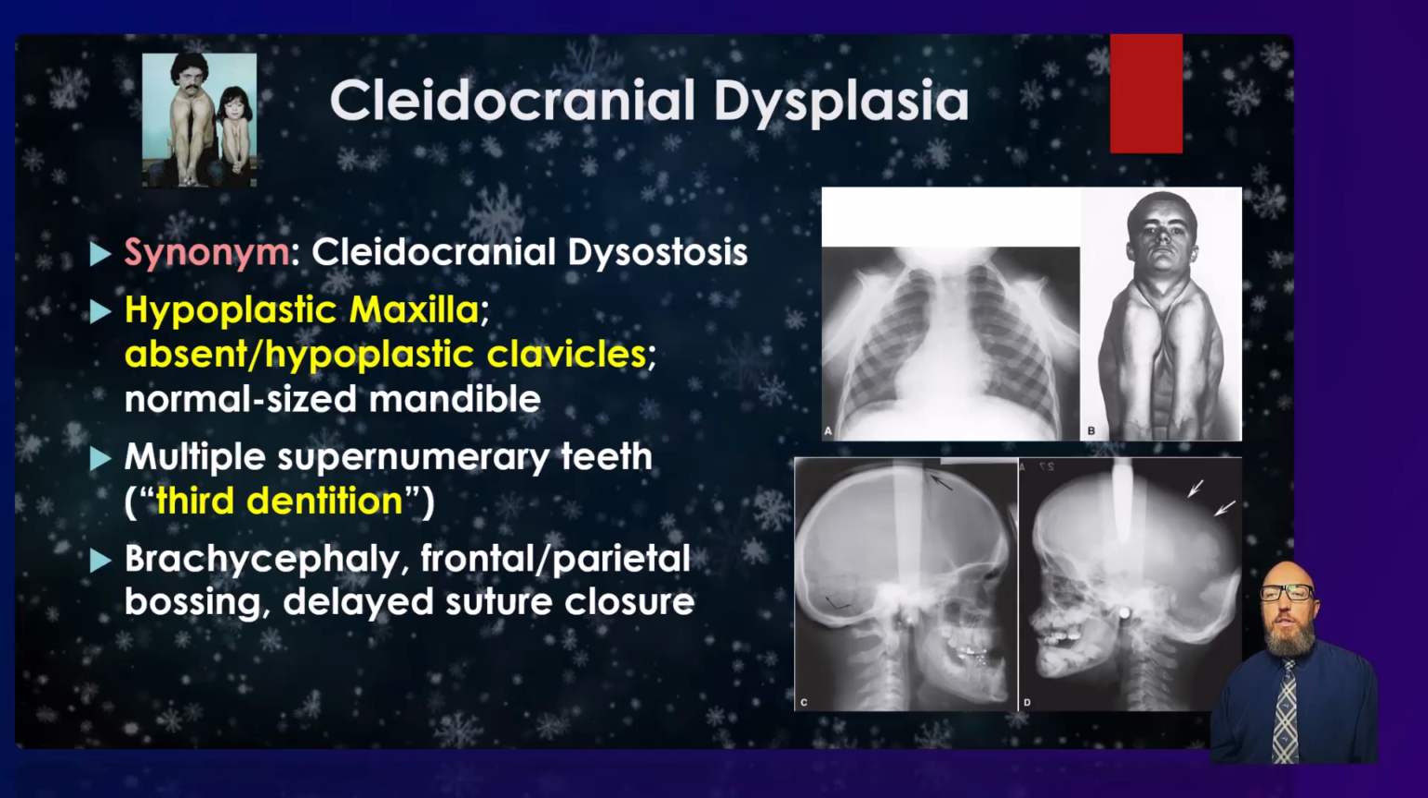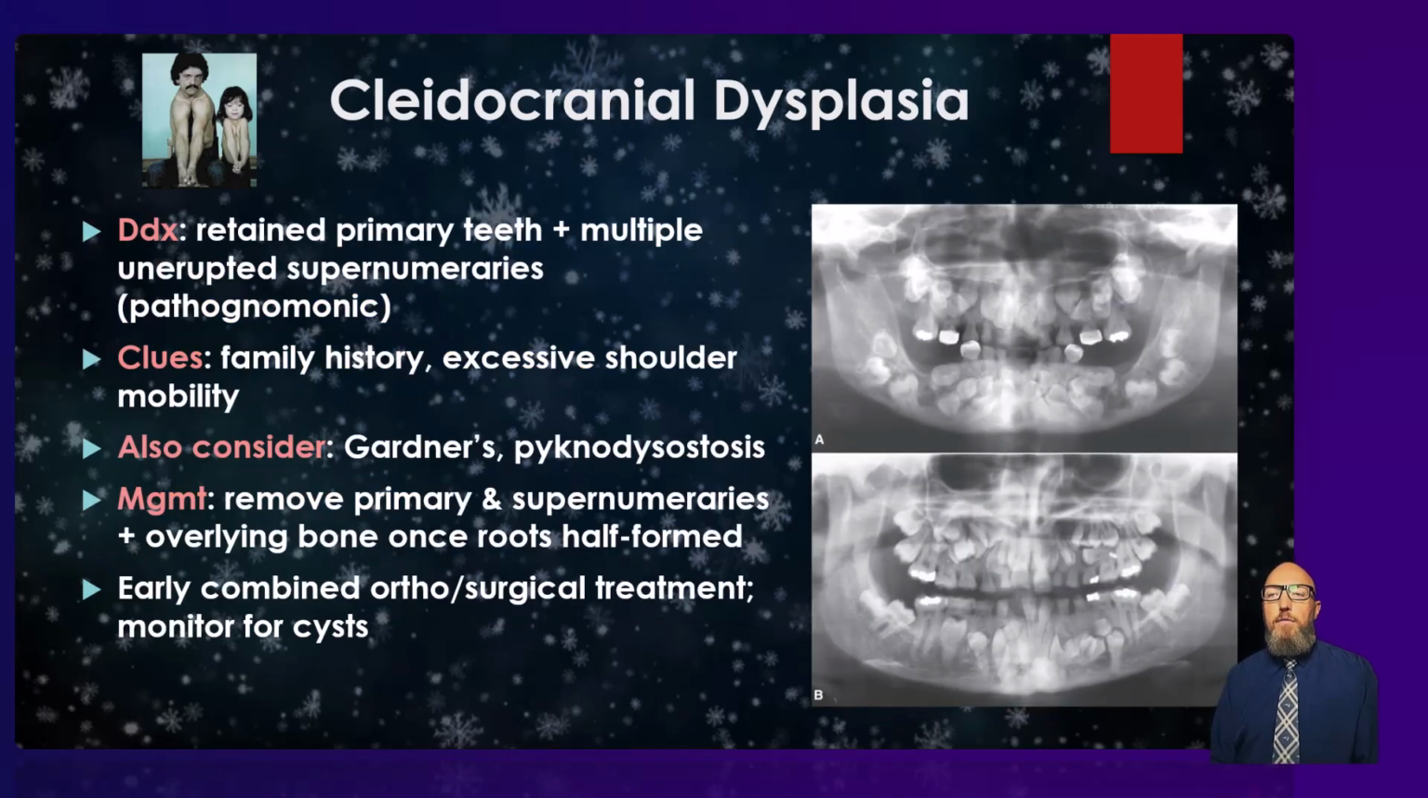This one's not dangerous. It's primarily a recognition diagnosis. Its features are a hypoplastic maxilla, absent or hypoplastic clavicles, a normal-sized mandible, and the dental hallmark, multiple supernumerary teeth, the so-called third dentition. You also see brachycephaly, frontal and parietal bossing, and delayed closure of sutures. And so the pathognomonic finding is retained primary teeth together with multiple unerupted supernumeraries.